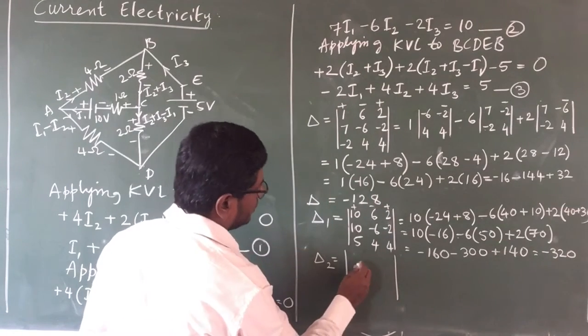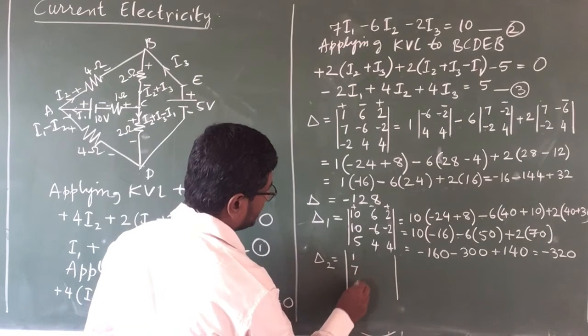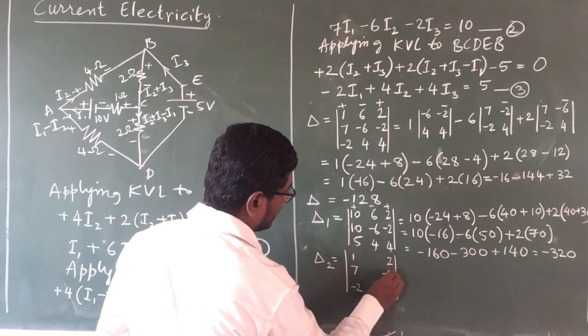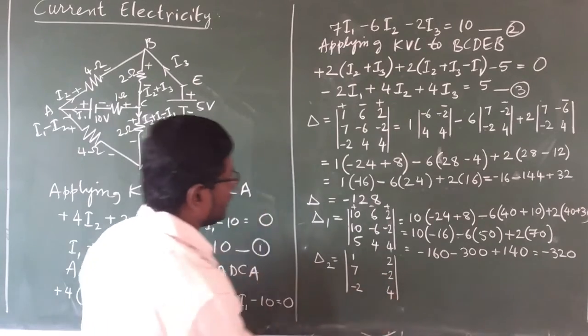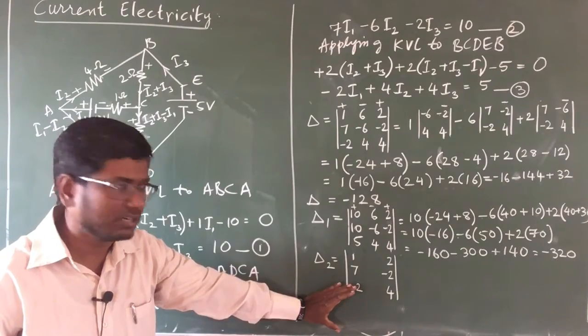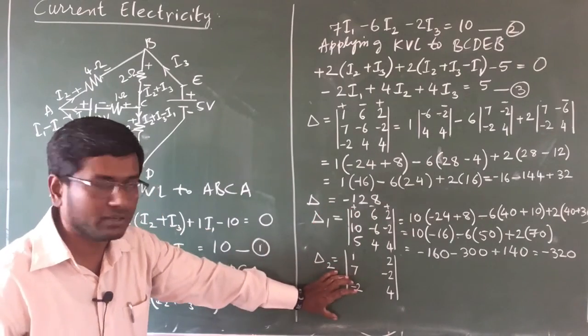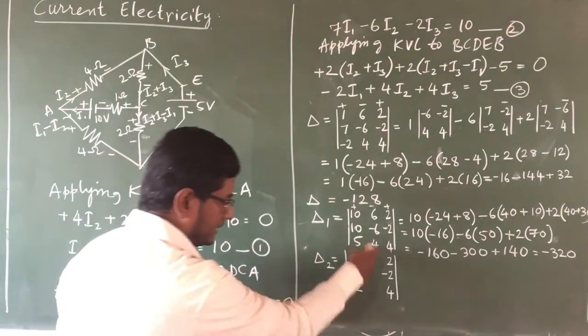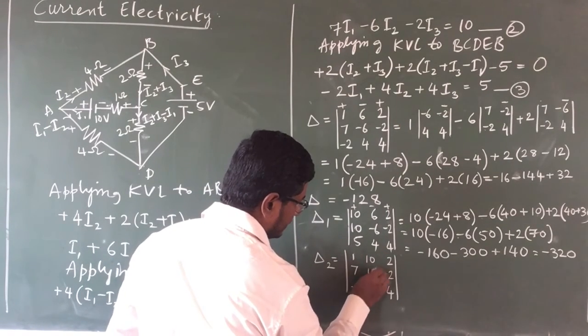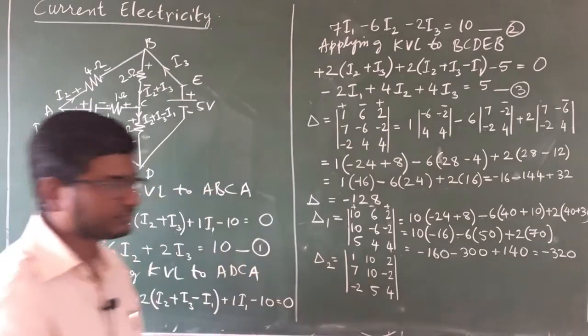The first column 1, 7, minus 2 remains as it is. The last column 2, minus 2, 4. I should be looking at delta for replacing the column. Don't look at delta 1 for replacing the column. So in the center, I will write the constants, that is 10, 10 and 5.